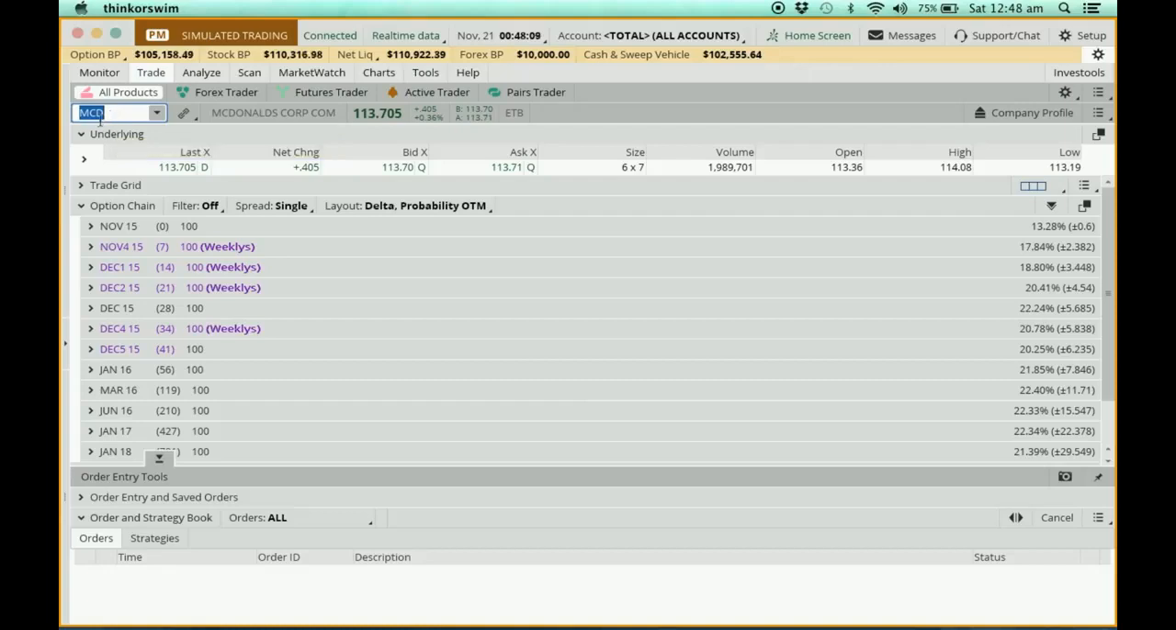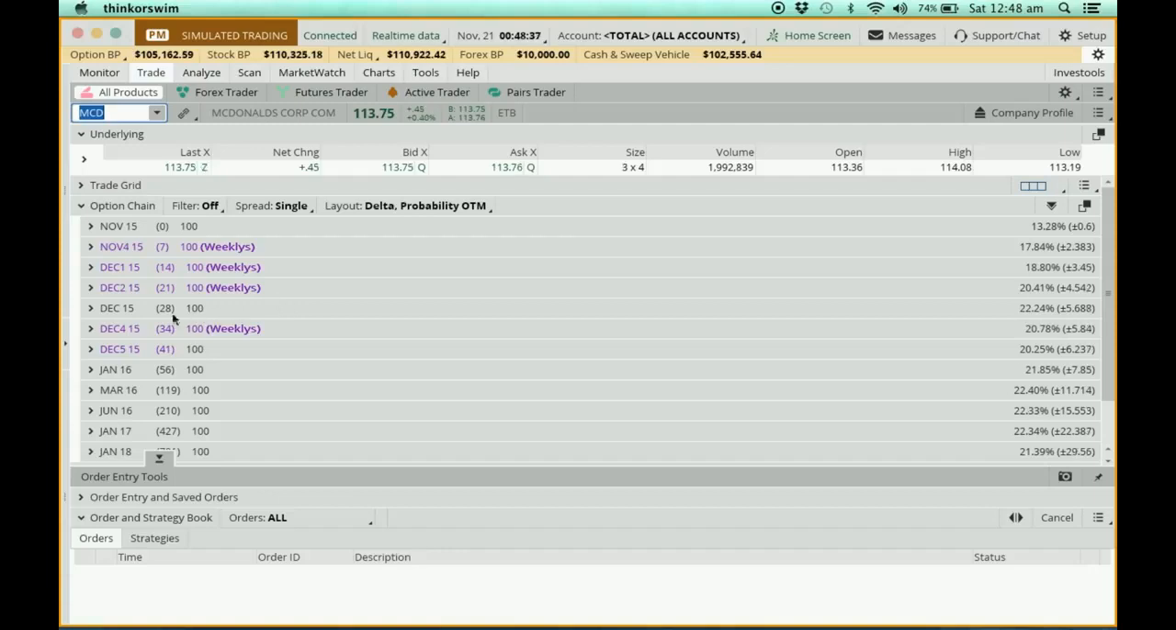Now McDonald's is trading at a price of $113.70. I have done my due diligence and I find that McDonald's is a stock that I want, and I want to buy it at the price of say $100. So now what we can do is, if you want to buy a stock at a lower price, we can sell its put.